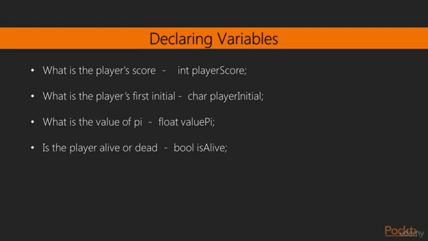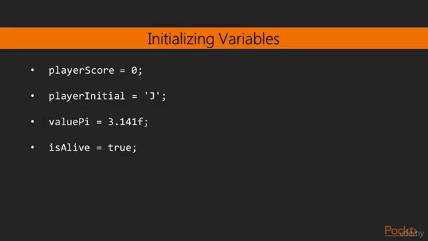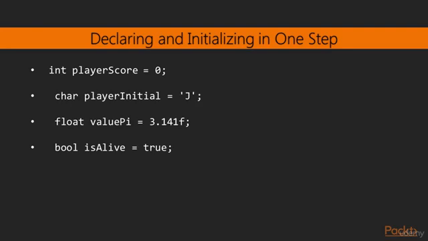Declaring variables. We can declare variables in C++ like this. So here playerScore is a variable of integer type. In the second example, playerInitials is a character variable. Similarly, pi is of float type, and isAlive is of boolean type. Initializing variables. Now we have declared the variables with meaningful names. We can initialize those same variables with appropriate values like this. After initializing each variable, we have to write a semicolon.